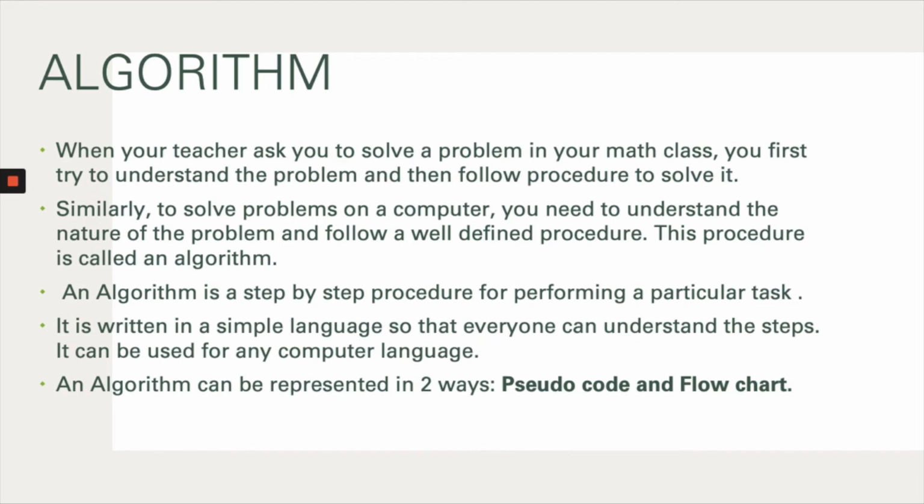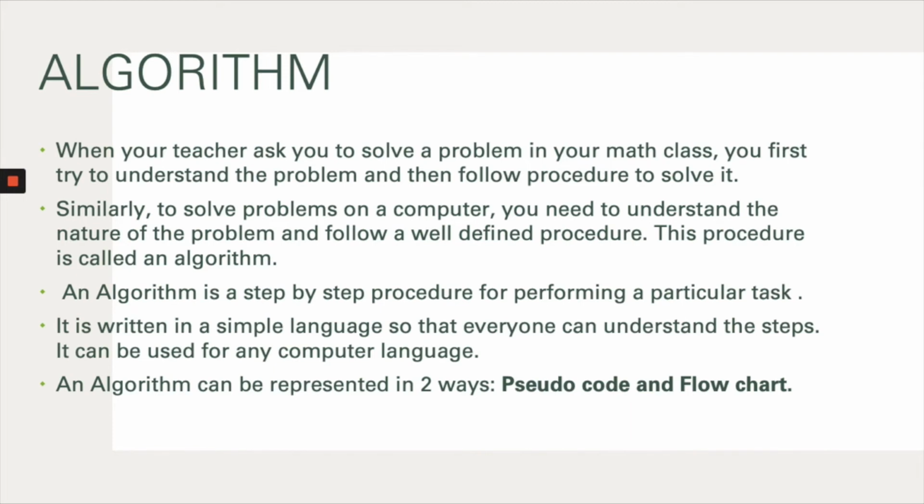This procedure is called an algorithm. An algorithm is a step-by-step procedure for performing a particular task. It is written in a simple language so that everyone can understand the steps. It can be used for any computer language.